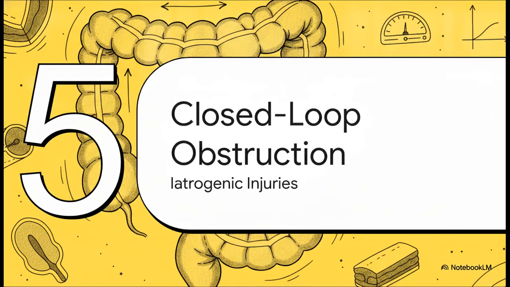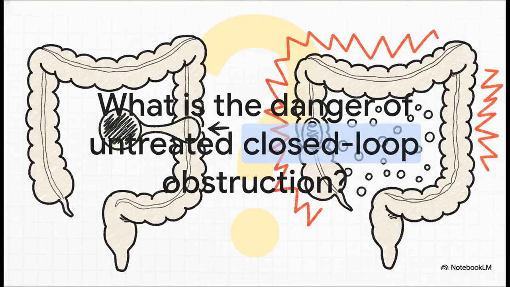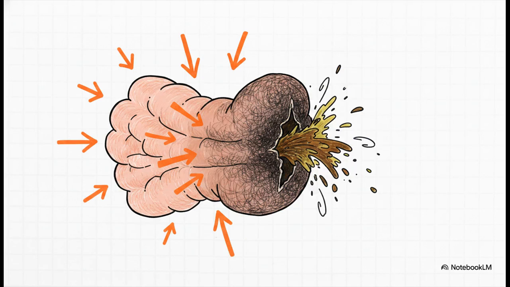And for our final round, Section 5, closed-loop obstruction and injury. Let's look at a closed-loop intestinal obstruction, which is where both the proximal and distal ends of a bowel segment are occluded. If this remains untreated, what complication is most likely to occur incredibly rapidly? The immediate danger is ischemic gangrene and perforation. Because it's a closed loop, the escalating intraluminal pressure violently exceeds the capillary perfusion pressure. This causes microvascular occlusion and rapid cecal necrosis. It's all dictated by Laplace's law.